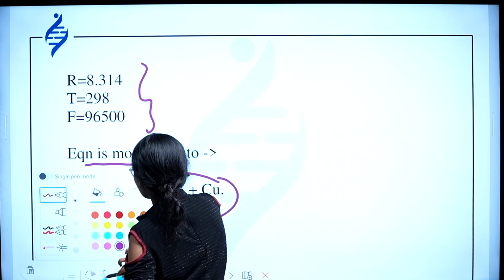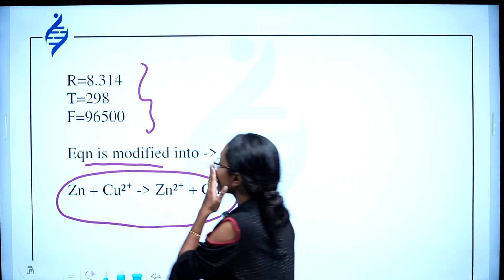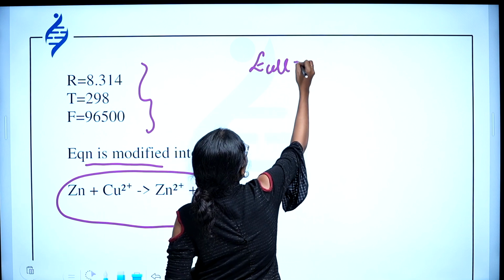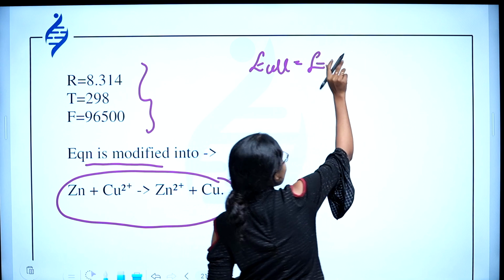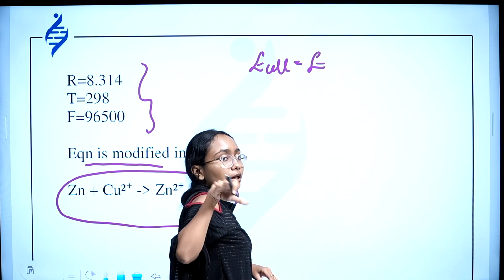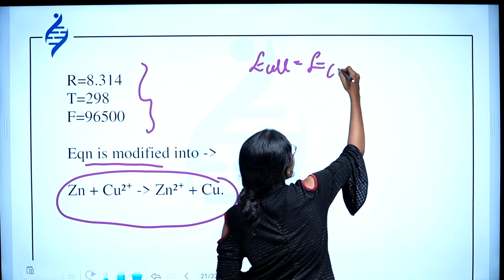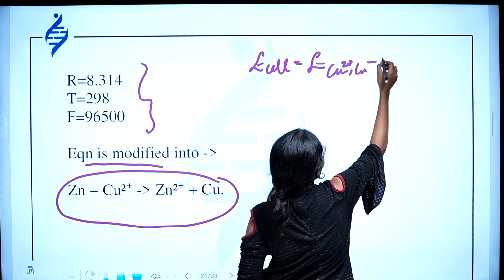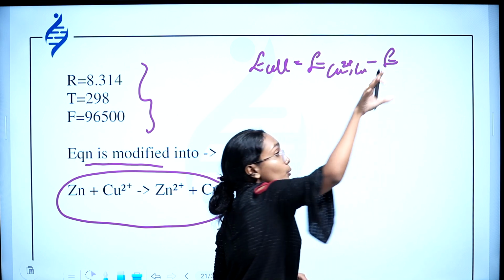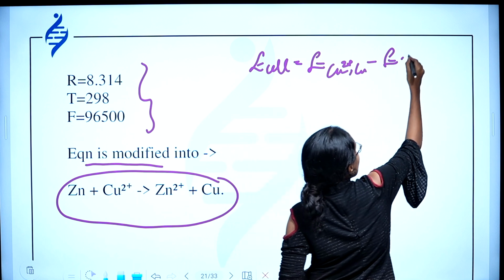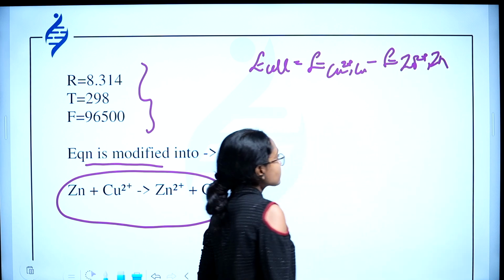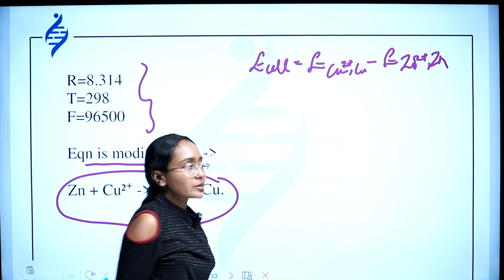So we are going to find the Nernst equation for Daniell cell. Here, in the Daniell cell, we already know that E cell equals E cathode minus E anode. Here the cathode is copper, Cu2+ / Cu, minus the potential of the anode, Zn2+ / Zn. We need to find the potentials first.